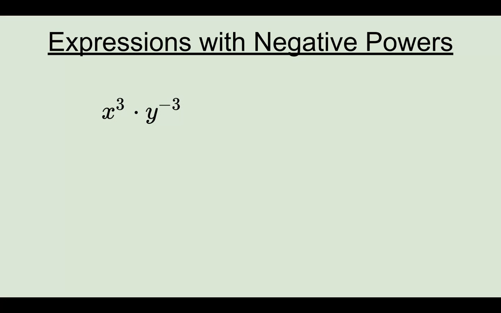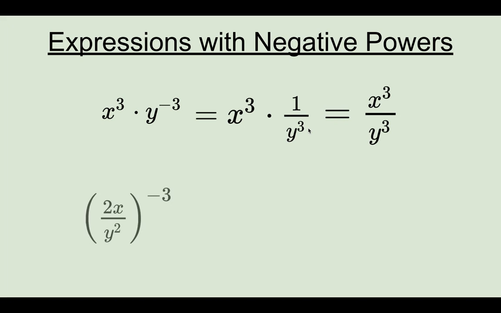Okay, let's simplify some expressions. So here I have x cubed times y to the negative 3. In these kind of things, I always take all my negative exponents. So the first thing I look at are negative exponents, and I change those to positive exponents. Well, they're reciprocals, so y to the negative 3 is the same thing as 1 over y cubed. So then I just multiply x cubed by 1 over y cubed. That's just x cubed over y cubed, and we're good, okay?